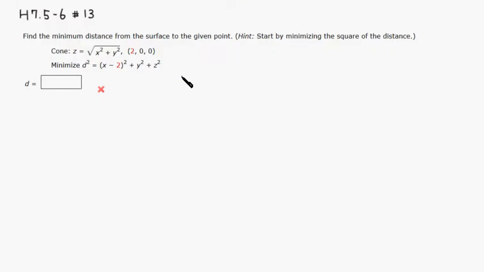First thing is I don't like the square root, so I'm going to go ahead and square both sides. We get z squared is equal to x squared plus y squared. Then we can subtract x squared and y squared, so we can write it as z squared minus x squared minus y squared is equal to 0.